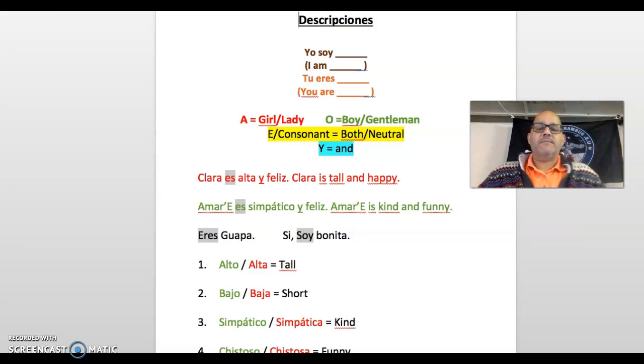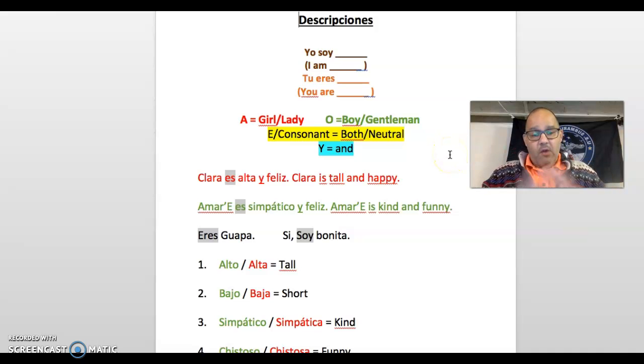Hola, buenos días. Hoy vamos a continuar con las descripciones. Las descripciones son algo que hemos estado trabajando ya un par de semanas. Hemos estado trabajando con yo soy, tú eres. Yo soy, meaning I am, tú eres, you are.